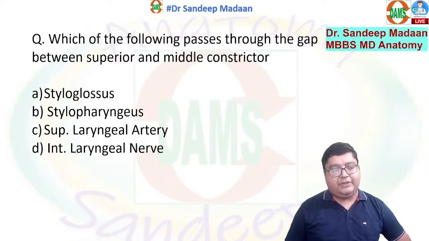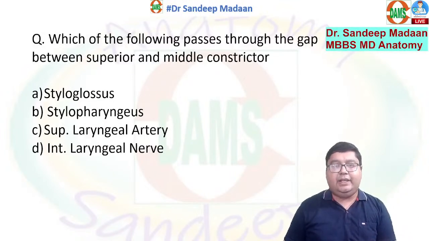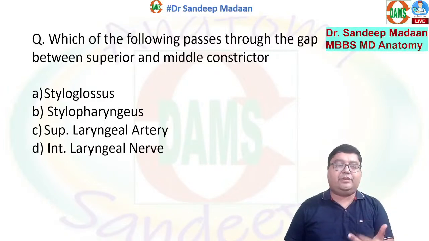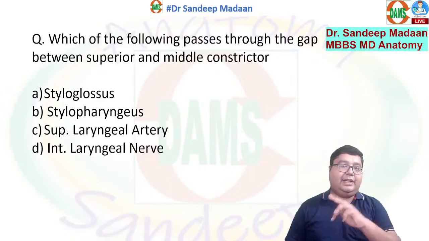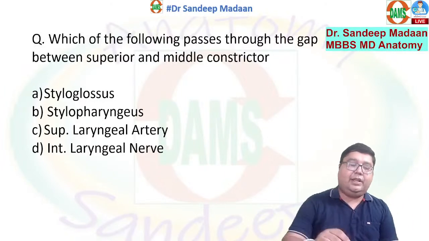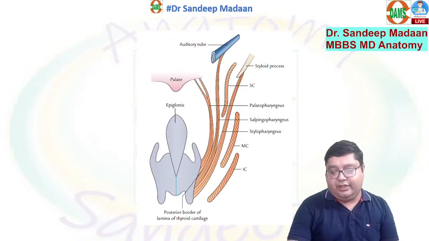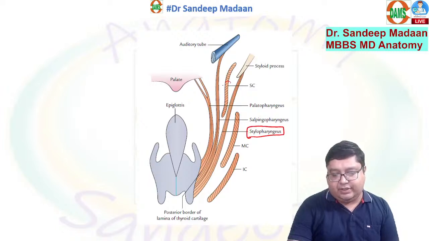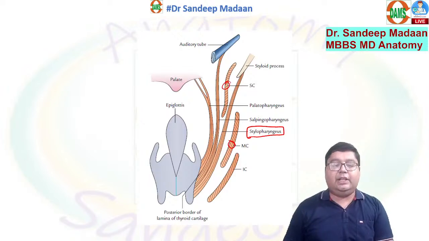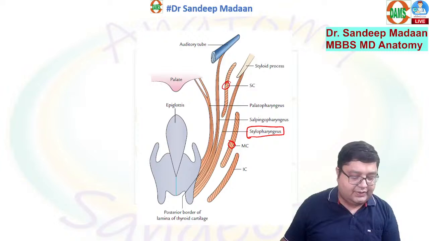Which structure will pass through the gap between superior and middle constrictor? Again, we know that we have certain gaps, and we have remembered what structure will pass from which gap. So right now we are talking about the second gap. The first gap is between the base of skull and the superior constrictor. The second gap will allow stylopharyngeus along with its nerve. Let me show you the diagram. Here we can see the stylopharyngeus muscle, which is passing between the superior constrictor and the middle constrictor along with its nerve. Even though the nerve is not shown in the diagram, it will also be passing from the same gap.